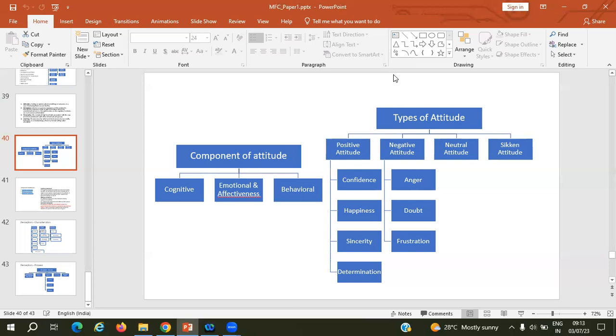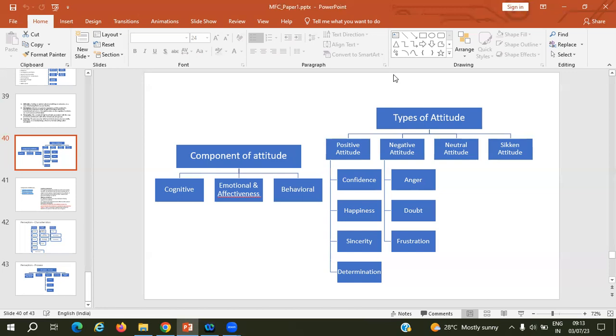Behavioral is whatever you are behaving. Suppose you are in a public place, one person is smoking, you don't want that person to smoke. So what you are doing? You are going, asking and requesting, or you are showing some action to remove that cigarette. That means your behavior says that you don't like smoking. So that is behavioral attitude. So these are the different components of attitude.